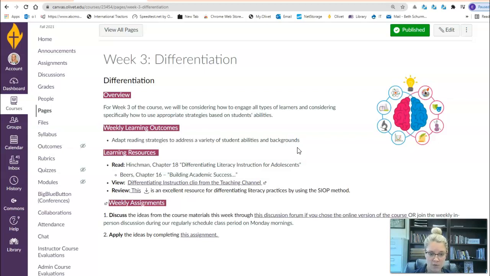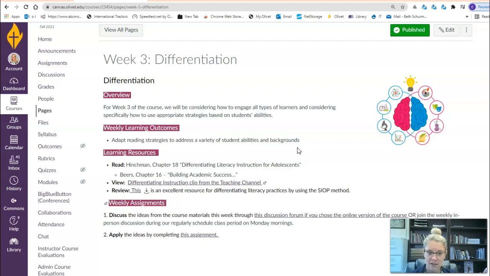But then in the Beers text, where they talk about building academic success, this is with struggling readers specifically. And they have excellent suggestions in general. And then one thing that's in that chapter specifically is this idea of thinking maps, which you may or may not have heard of in the past. You may have heard of the language like graphic organizers, and it's similar to that. But graphic organizers, thinking tools, thinking maps are excellent resources for students who have a hard time understanding the relationship amongst text that they are reading. So you guys are going to be doing some practicing with that as well.